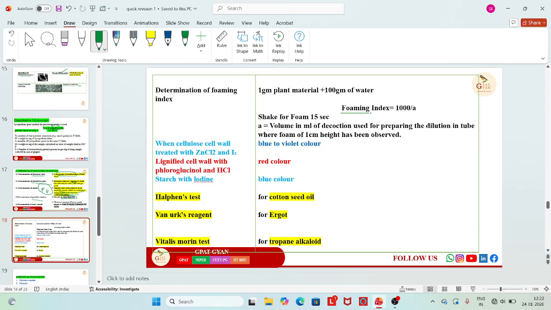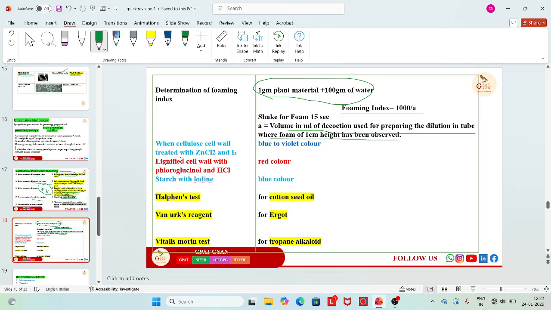Okay, foaming index is 1000 by A, and foaming index is basically the amount of foam that is created by the plant material when it is dissolved in 100 ml of water. So A is the volume in ml of decoction used for preparing the dilution in the tube where foam of 1 cm height has been observed.